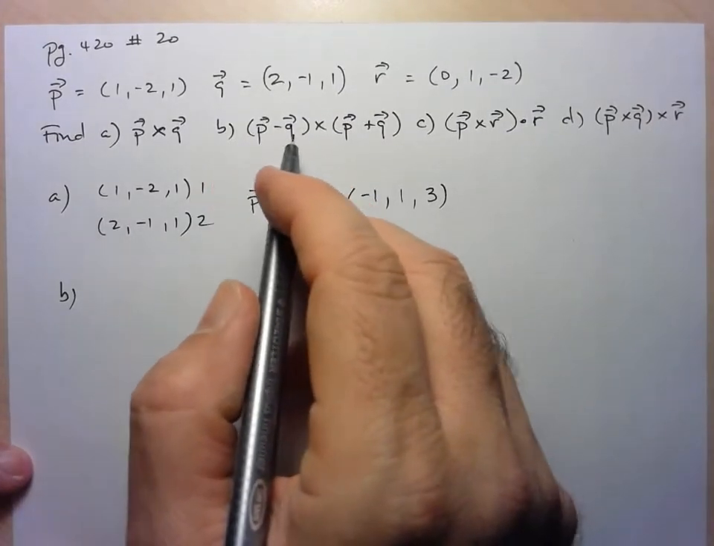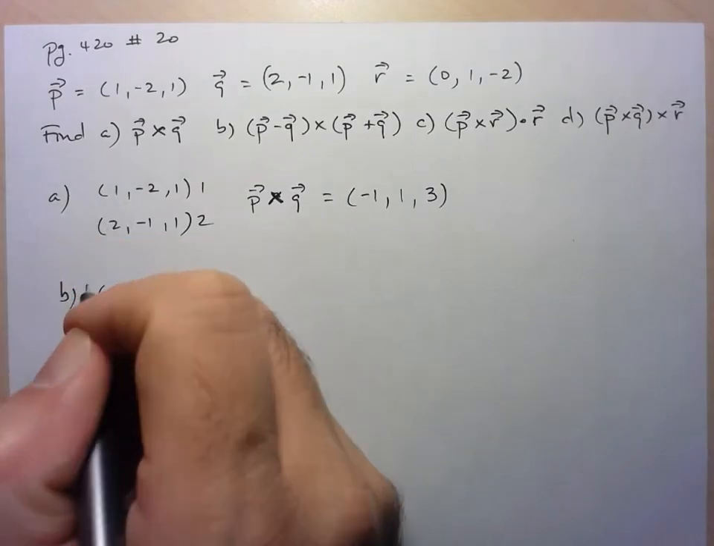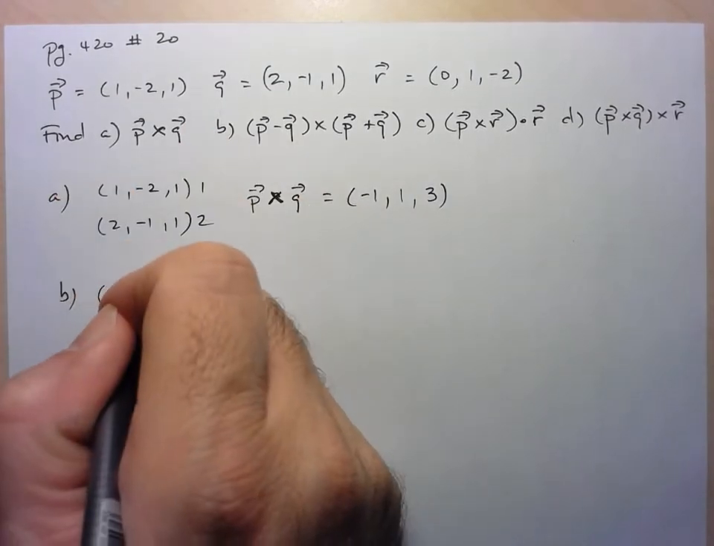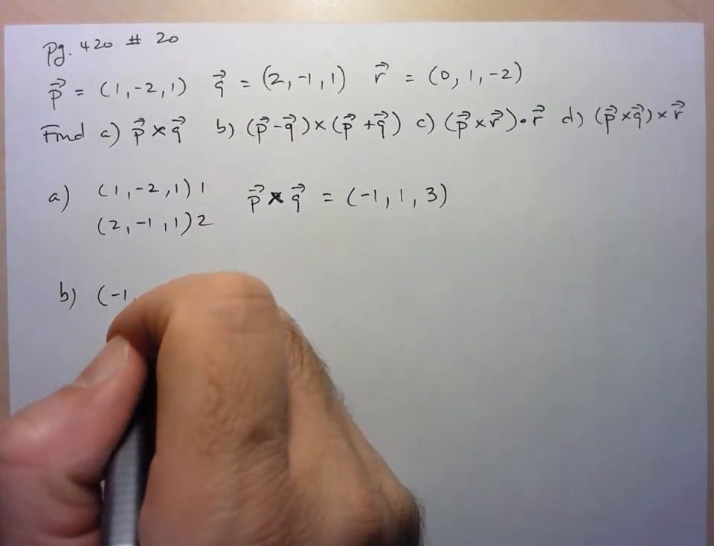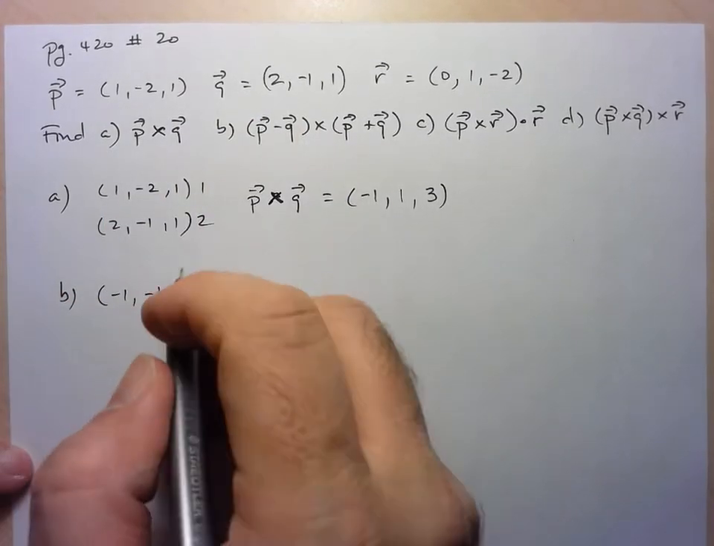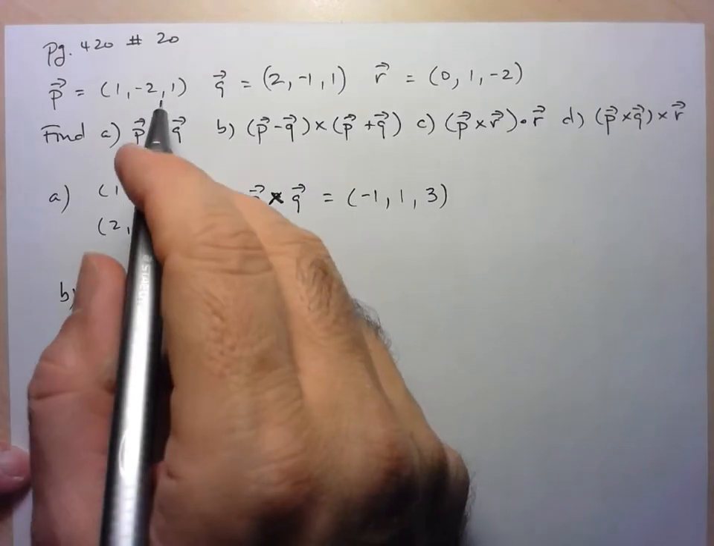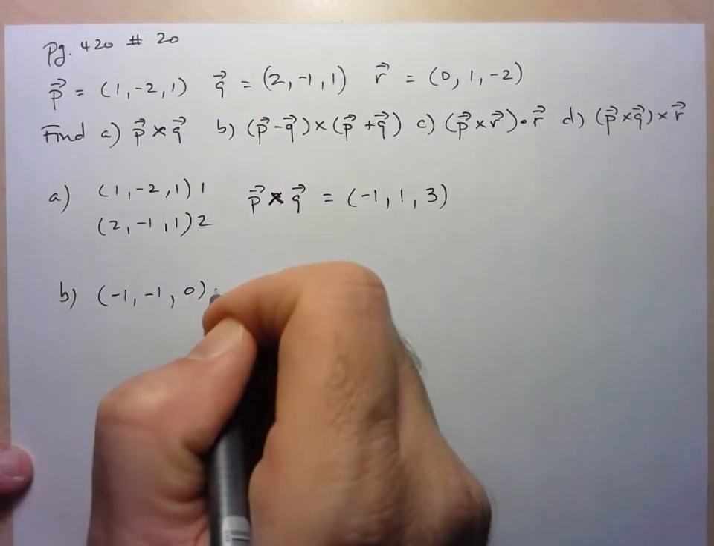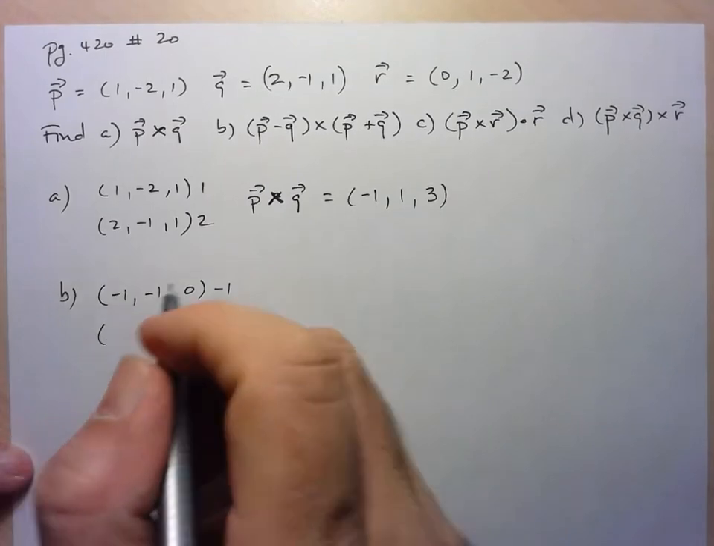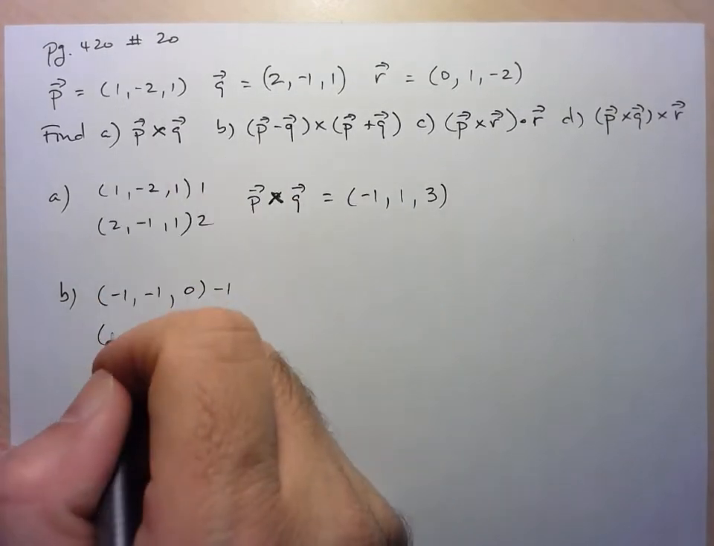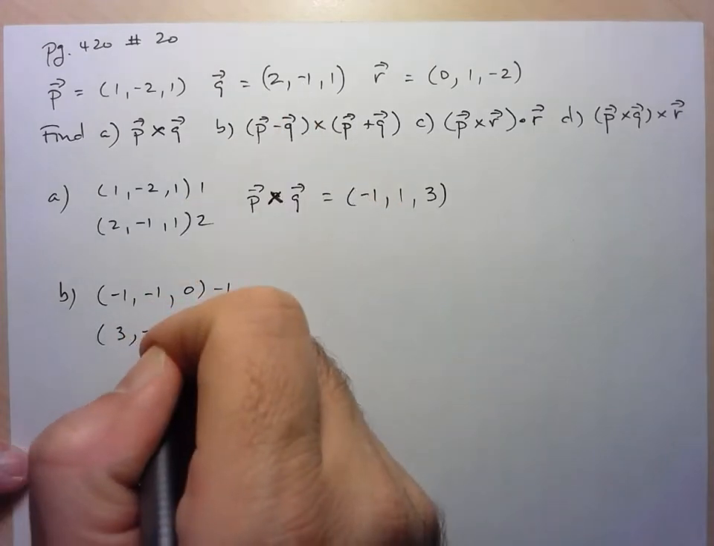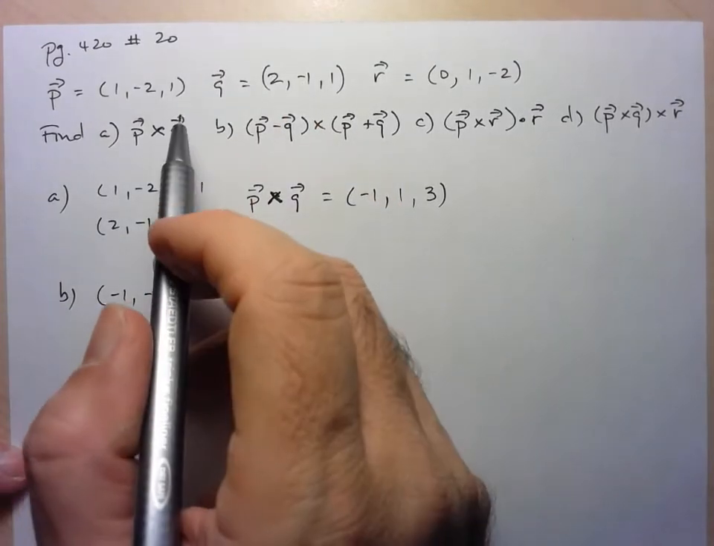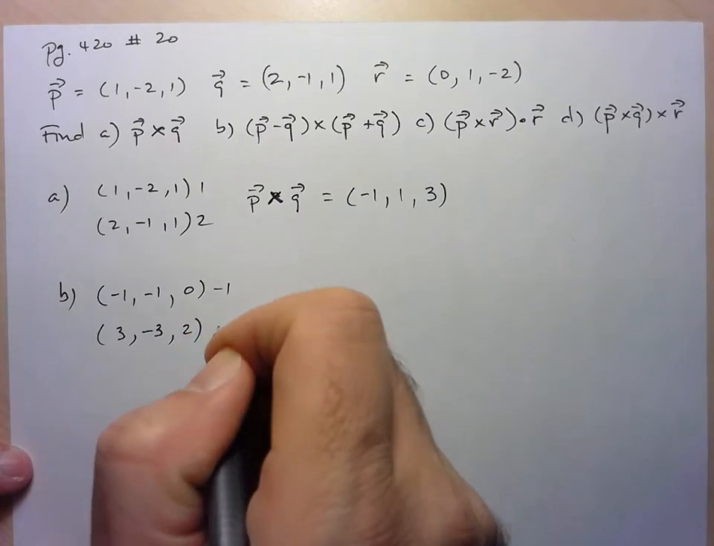So if I just grind it out here, let's do P minus Q, so 1 minus 2 is -1, -2 plus 1 is -1. And then here we've got 1 minus 1 is 0. Bring over the -1. Then let's do P plus Q. So 1 plus 2 is 3. -2 minus 1 is -3. And then here we have 1 plus 1 is 2. Okay, bring over the 3.